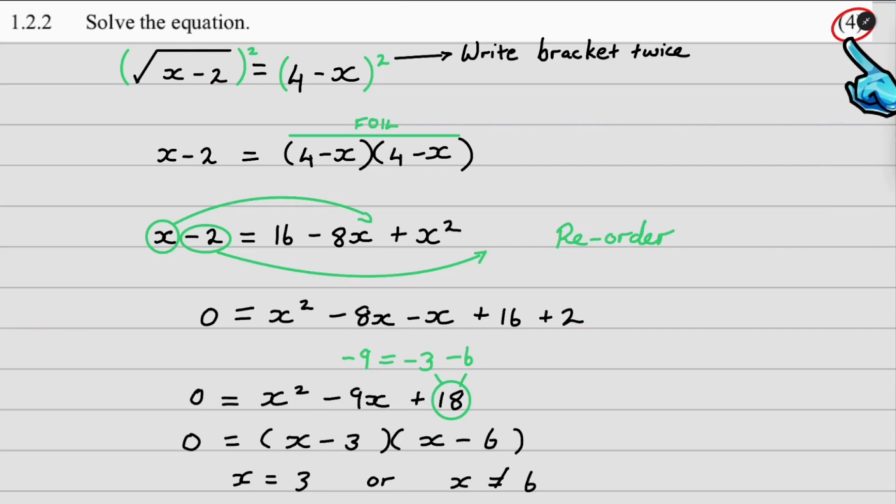And lastly, let's have a look where our 4 marks are coming from. It will come from squaring both sides, standard form, the correct factors, and choosing the right answer of x equals 3.